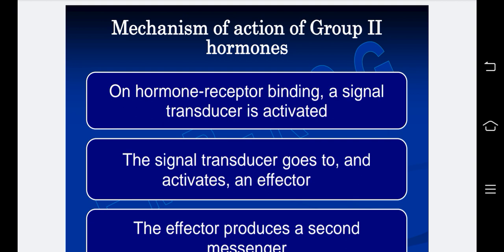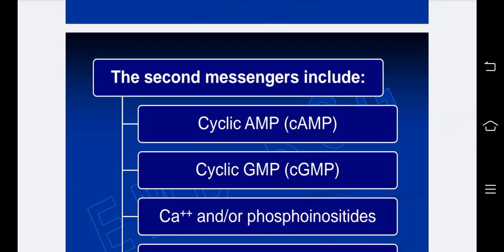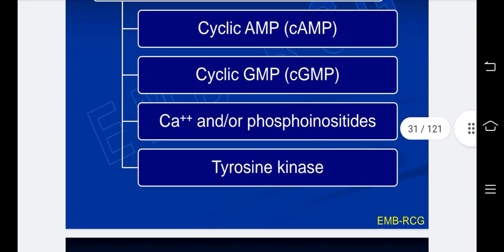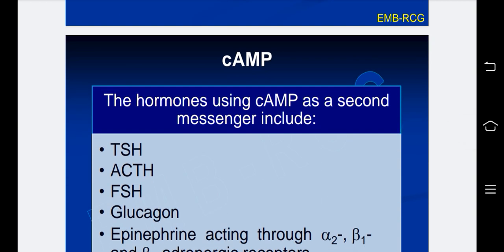From now on, things are going to be a bit more complex. So I need you to get into this topic. Just carefully listen. On hormone receptor binding, a signal transducer is activated. The signal transducer goes to and activates an effector. The effector produces a second messenger. The second messengers include cyclic AMP, cyclic GMP, Ca2+, phosphoinositides, and tyrosine kinase. cAMP, we are going to learn about cAMP in detail.